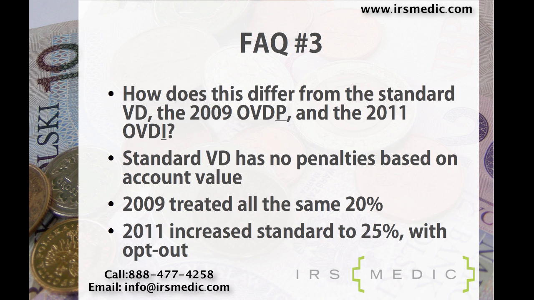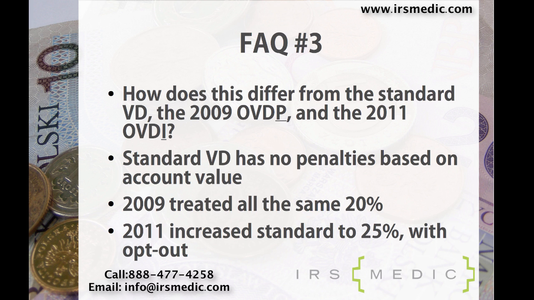Here's OVDI FAQ number 3. How does this differ from the standard VD, Voluntary Disclosure, the 2009 OVDP, and the 2011 OVDI? You see how they're subtly mentioning the P and the I? But in 2009, they never called it OVDP. It was OVDI. And so they're trying to make it look like they always called it that. They didn't. Just an aside.